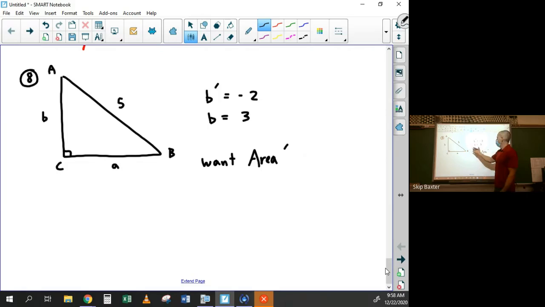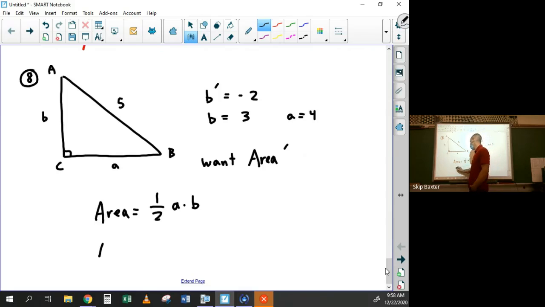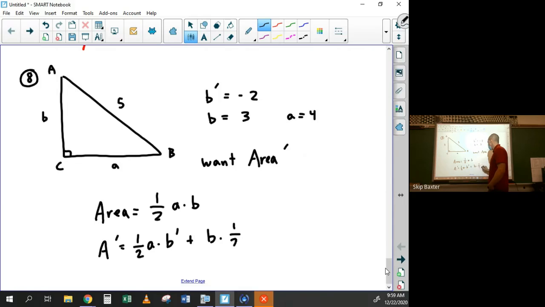So at the moment in question, I also know that A is 4, because this is a 3, 4, 5 triangle, right? And I know that the area is equal to 1/2 base times height, 1/2 A times B. So A prime would be 1/2 A times B prime plus B times 1/2 A prime. So I'm missing A prime. I've got to figure out what A prime is in order to answer this question, right?